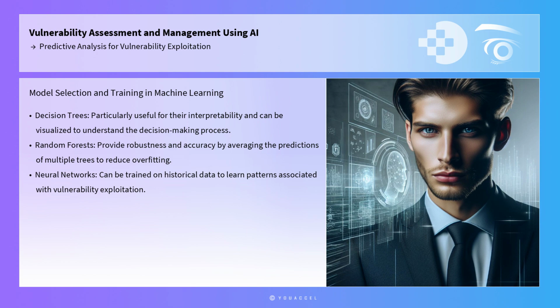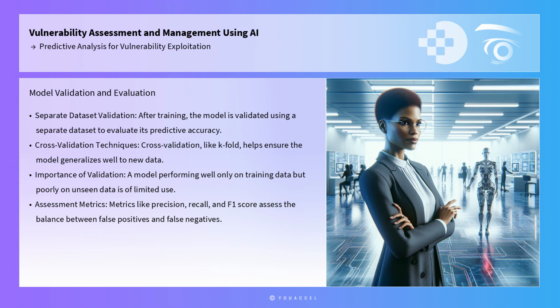Once the data is prepared, the next step is model selection and training. Machine learning models, such as decision trees, random forests, and neural networks, can be trained on historical data to learn patterns associated with vulnerability exploitation. Decision trees, for example, are particularly useful for their interpretability and can be visualized to understand the decision-making process. Random forests, an ensemble method of decision trees, provide robustness and accuracy by averaging the predictions of multiple trees to reduce overfitting. After training, the model is validated using a separate dataset to evaluate its predictive accuracy.